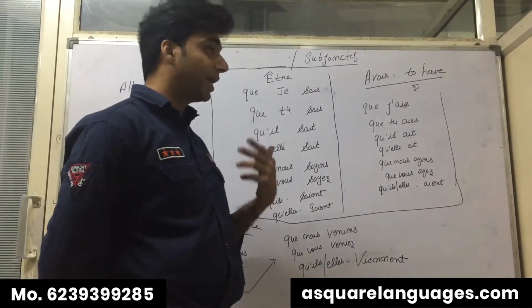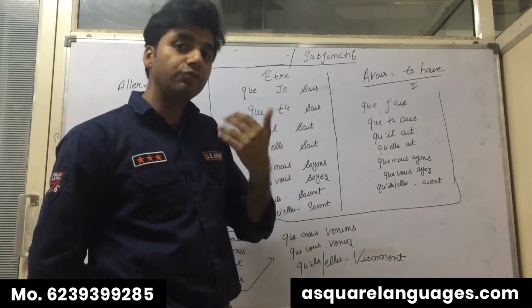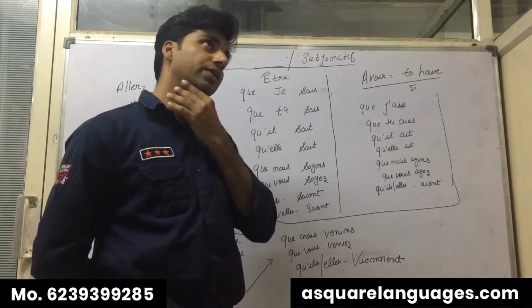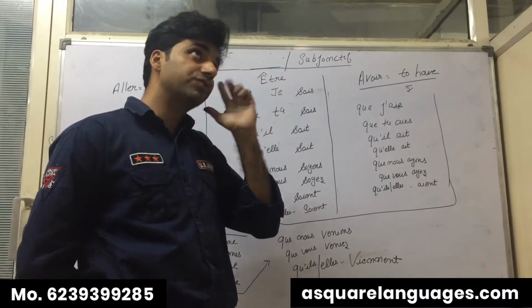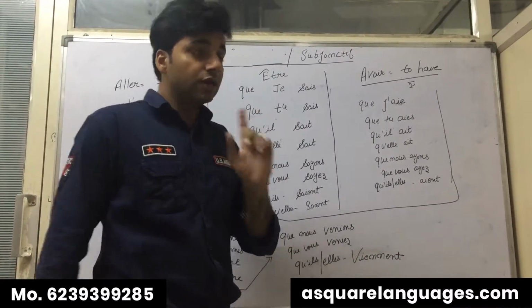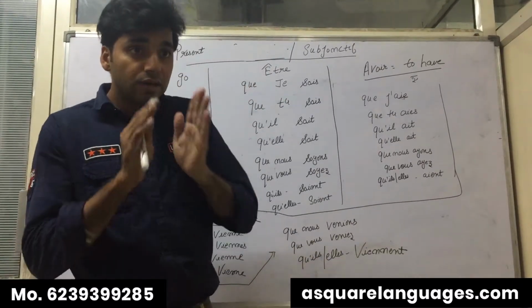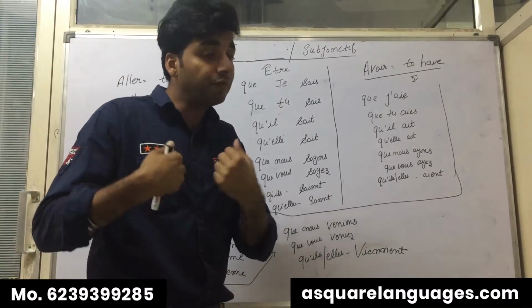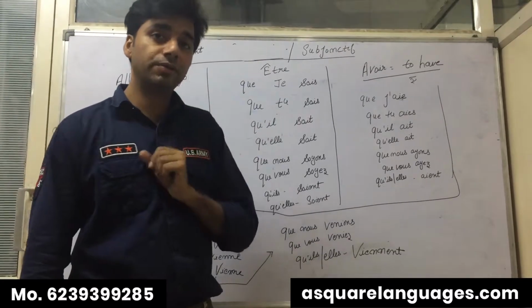there are a lot of terms wherein we apply the subjunctive. So there is a rule basically where we have to apply the subjunctive. If we have a desire, I can apply the subjunctive. If I have a possibility, when I'm not sure, if I have a probability, so I have to apply the subjunctive.